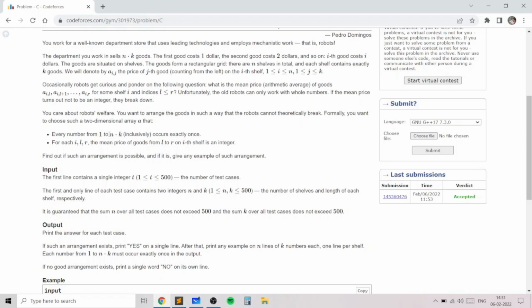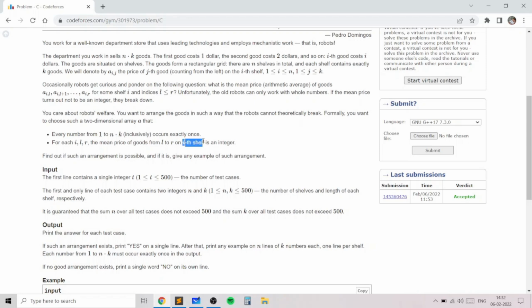Every number from 1 to n times k should be included in the grid because those represent the cost of each good, and we need to ensure that the mean value for the goods in the range L to R on the ith shelf is an integer.